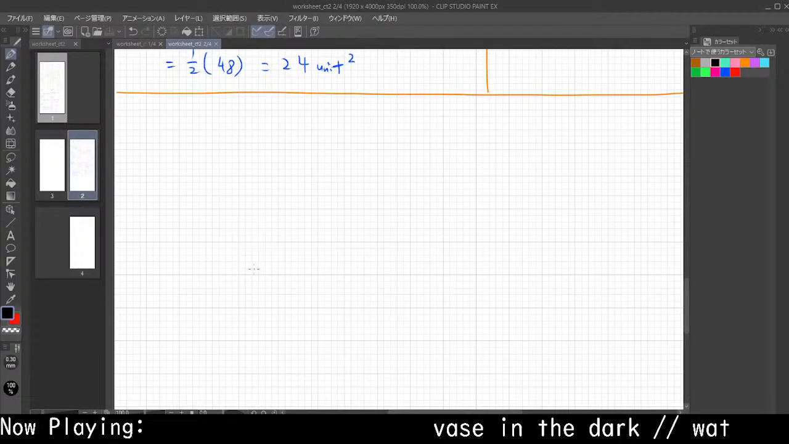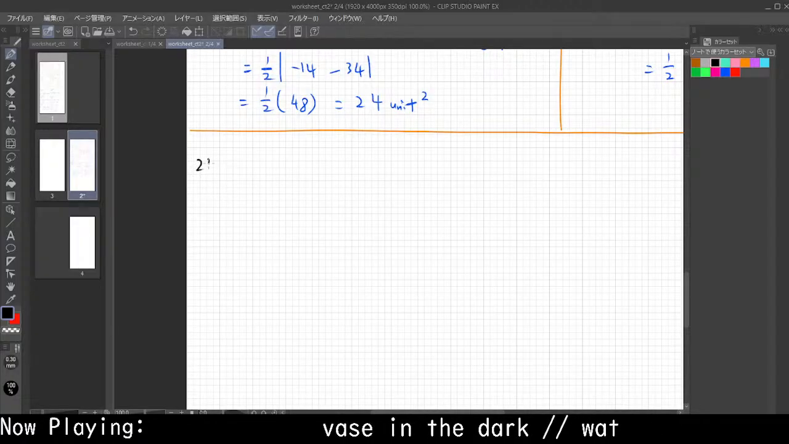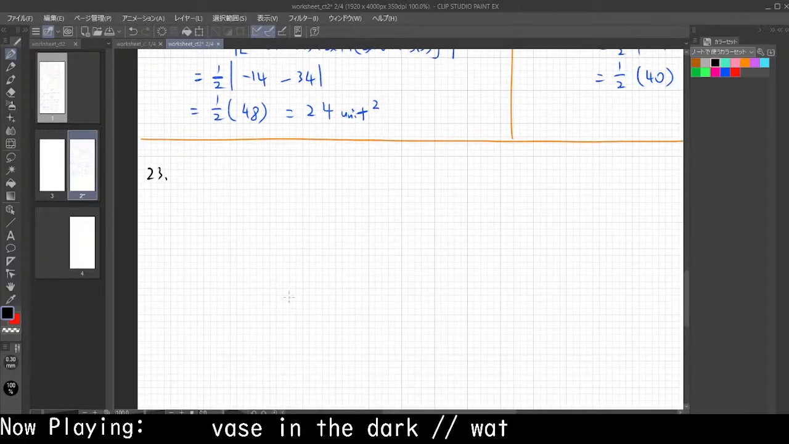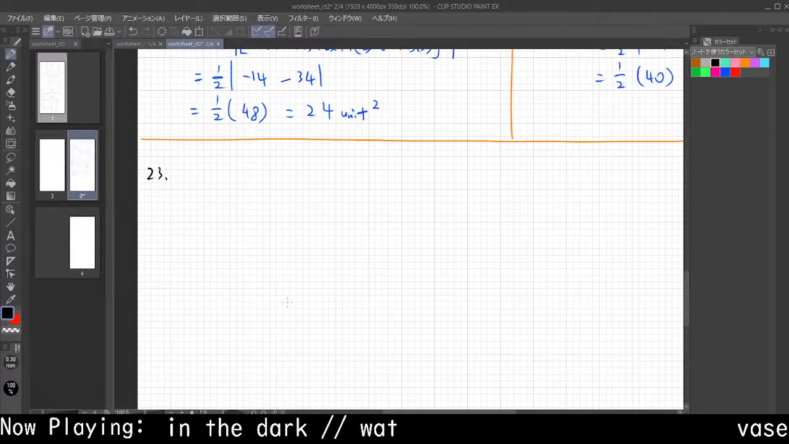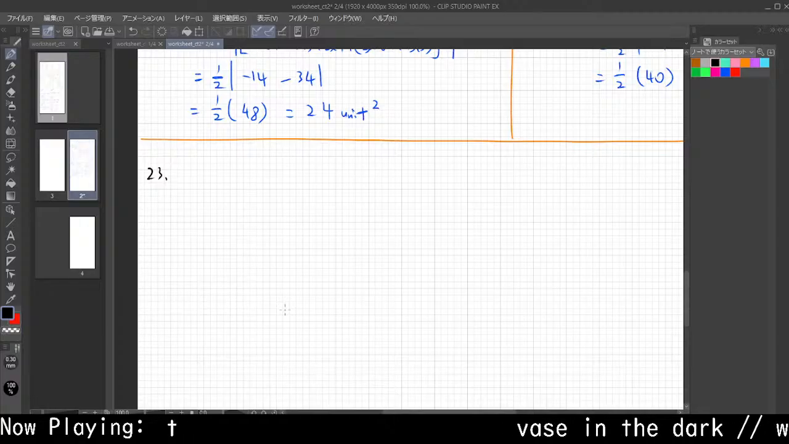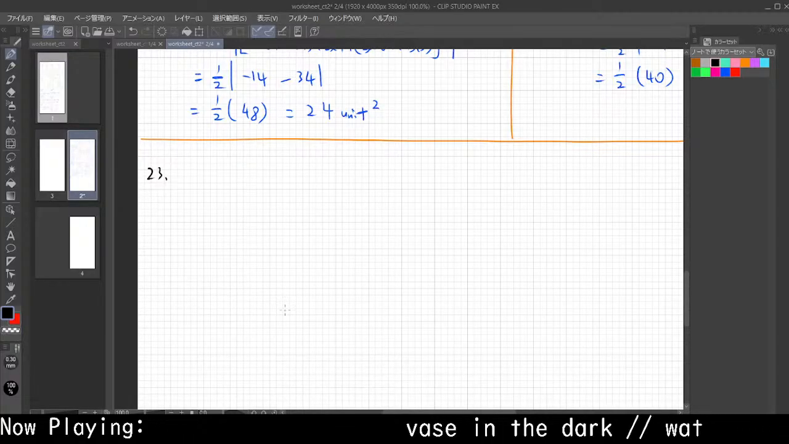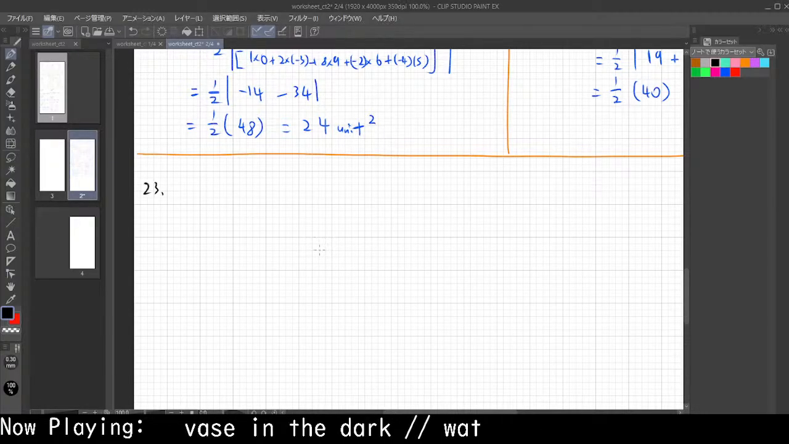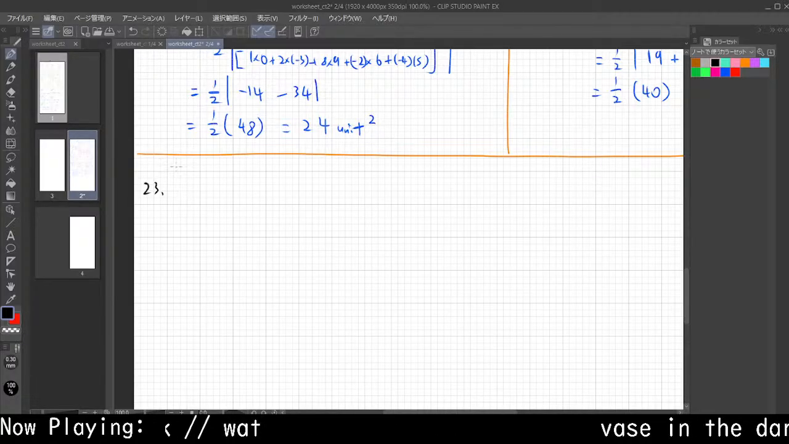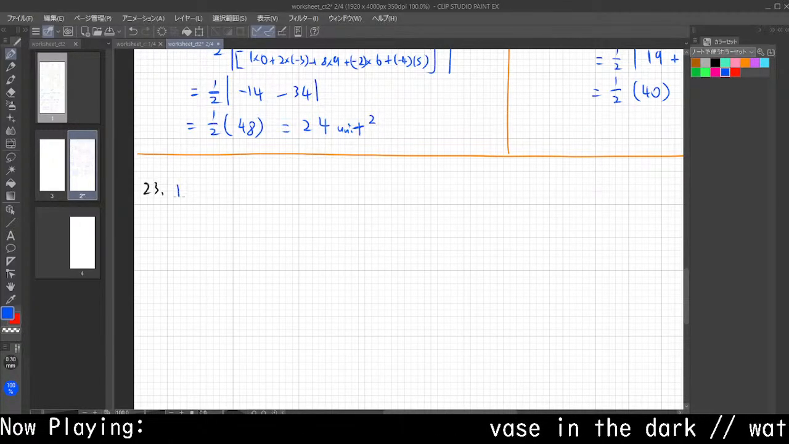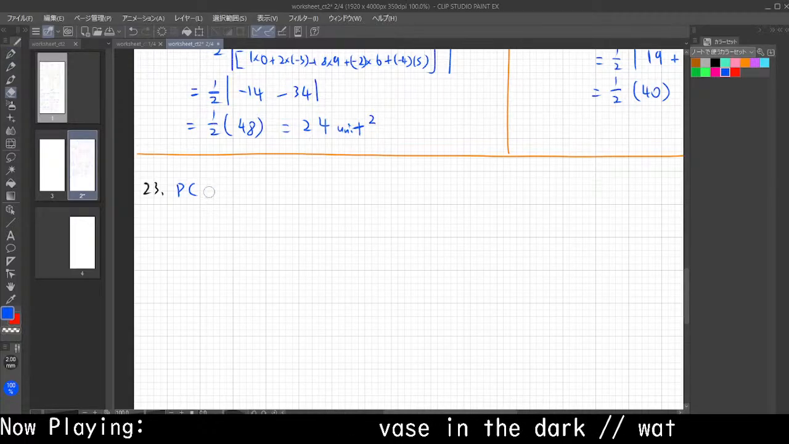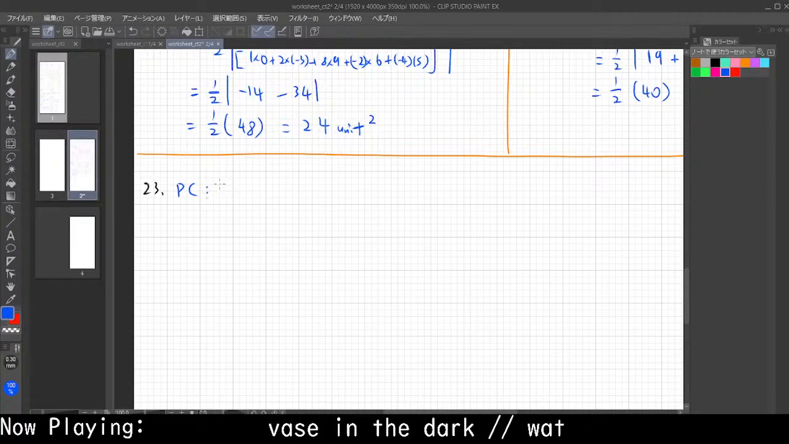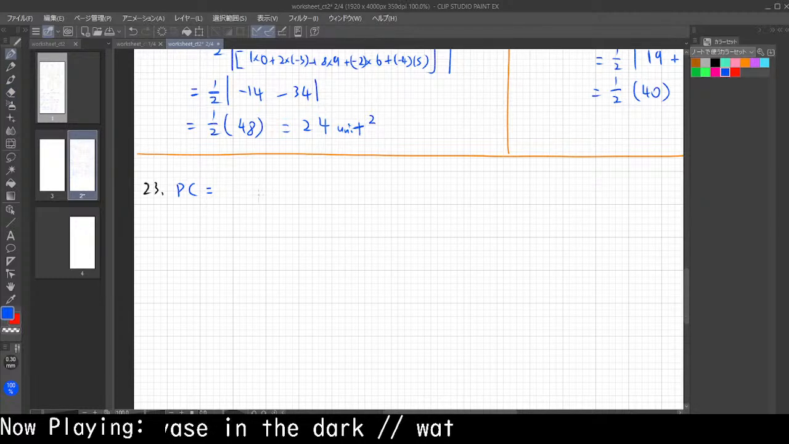Okay, so 23, find the equation of locus of point P where P moves such that it has a constant distance of 4 units from point C. So basically, you want to use the distance formula no matter what. So in this case, the distance of PC is basically 4.